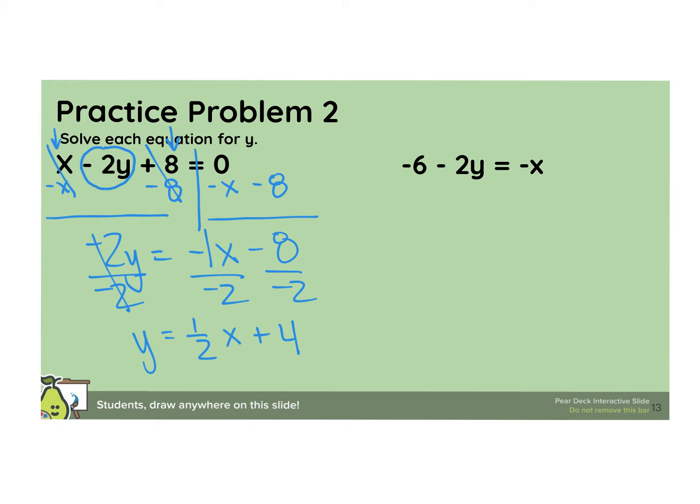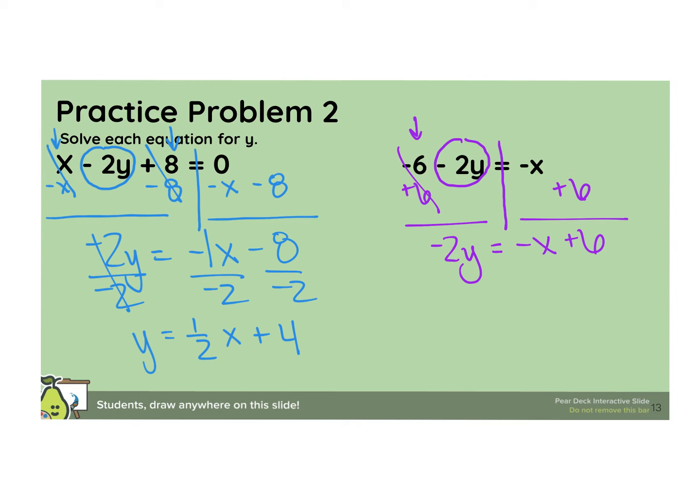Switch colors for the second one. And we're going to get this y by itself. So the 6 has to go. Usually it's the x, but the x is already on the other side. So it's this 6 right here, and it's negative. So the opposite would be to add it. So we're going to add 6 on both sides. We haven't done that before. Bring everything down. Negative 2y. It's already in the right order, so I just bring down the negative x and the positive 6.